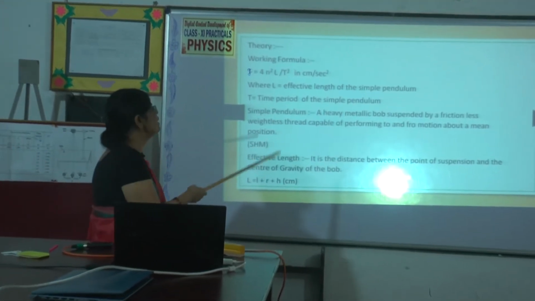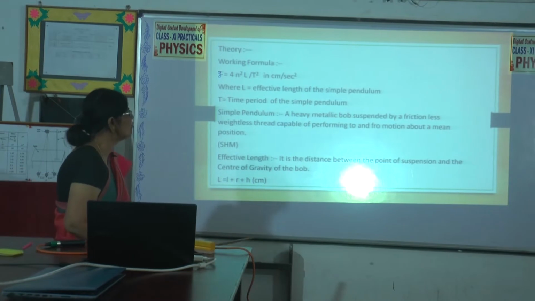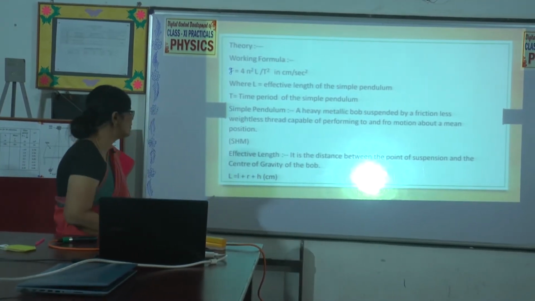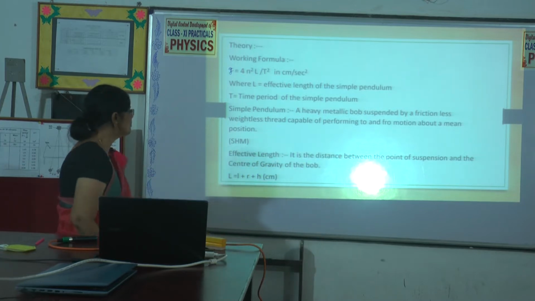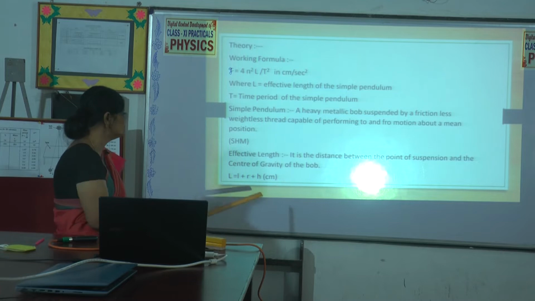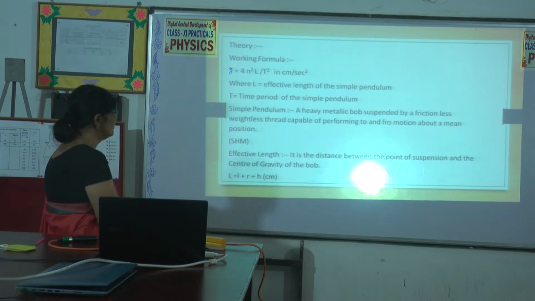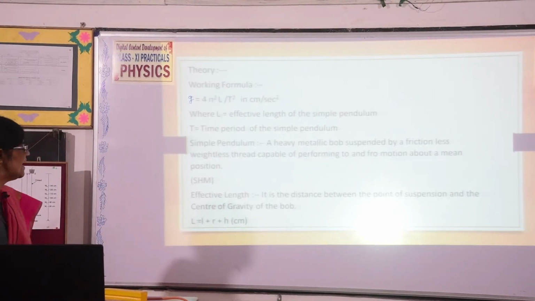Now the simple pendulum is a heavy metallic bob suspended by a frictionless weightless thread capable of performing to and fro motion from its mean position. That is the simple harmonic motion. Effective length, as I showed you, is the distance between the point of suspension and the center of gravity of the bob. It is always denoted by capital L in centimeter. This is the height of the hook plus the radius plus the length of the thread taken. Let us take the total as a whole number. This R plus H is to be determined using a slide caliper.